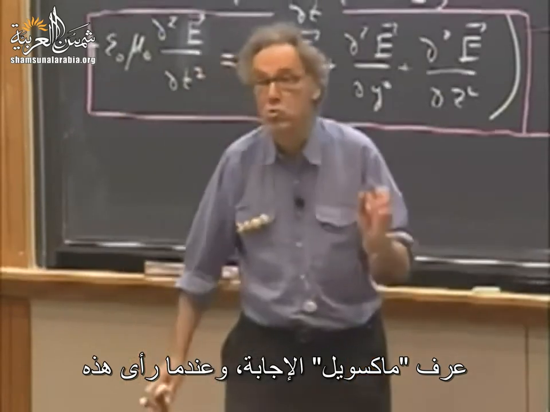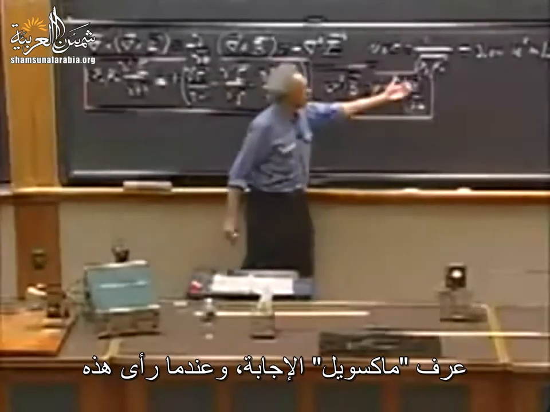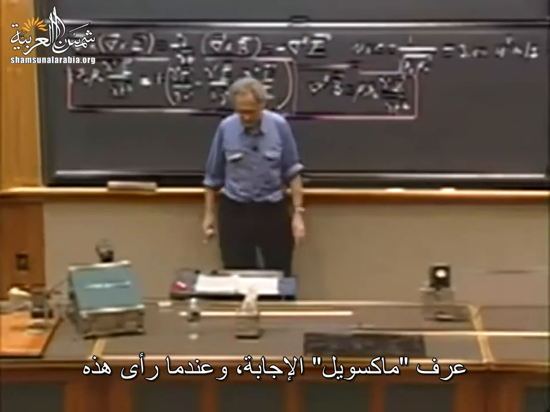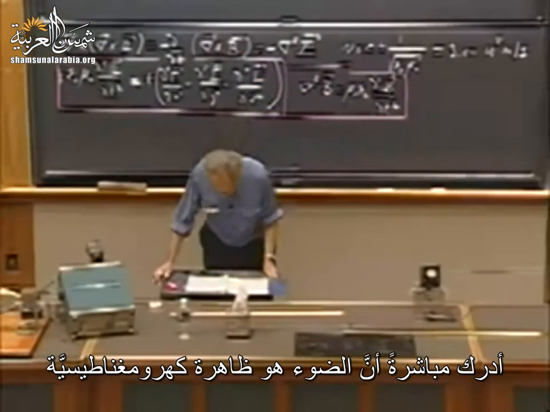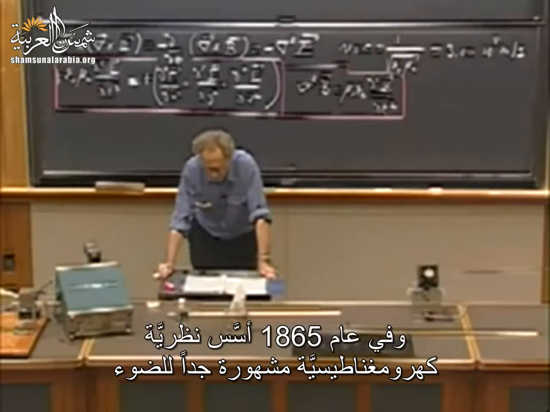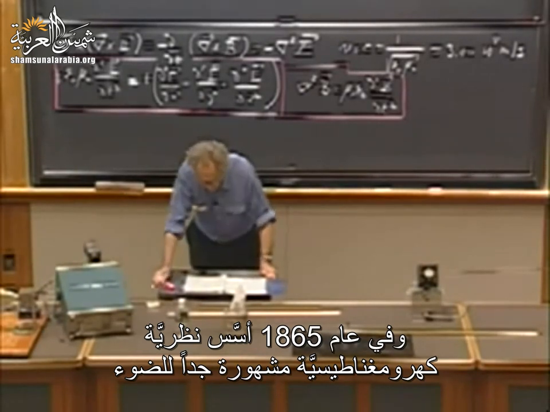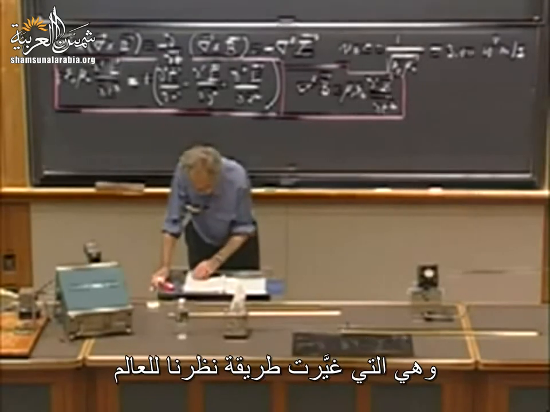So Maxwell knew the answer. And so when he saw this, he immediately realized, he postulated that light is an electromagnetic phenomenon. And in 1865, he laid the foundation of the very famous electromagnetic theory of light, which changed the way that we look at the world.